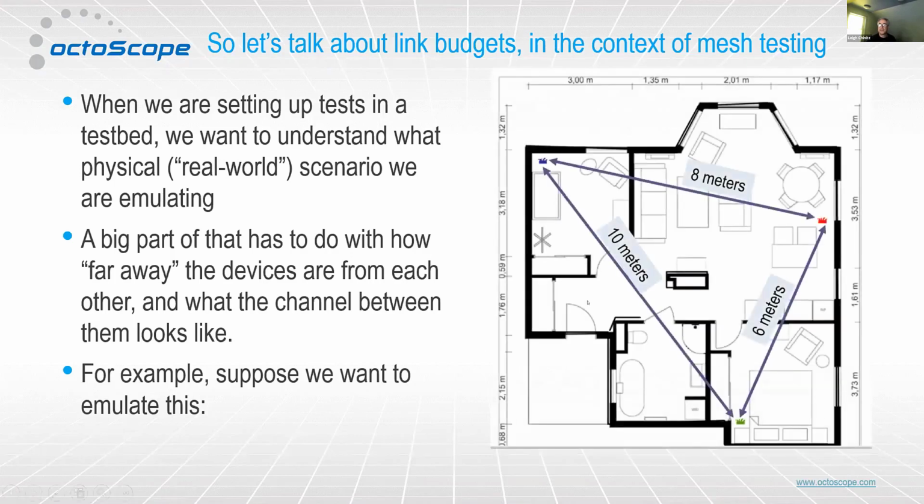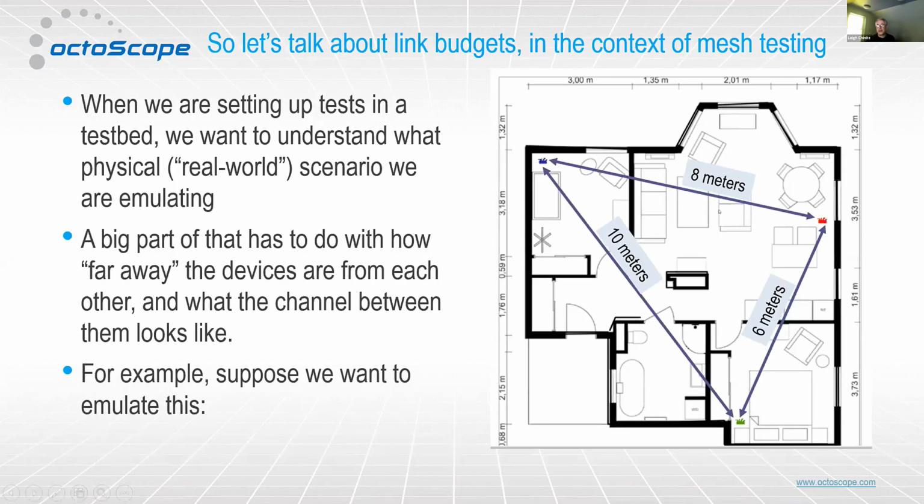So let's think about this, right? Let's imagine that we want to emulate a setup like this. So this is some home, and we can imagine a mesh setup here. You can see we've got a little red AP here, we've got a blue AP stuck in this corner, and we've got a green AP. So this is a 3-node mesh system that has been set up in this environment. How do we test that? And what do link budgets have to do with it?